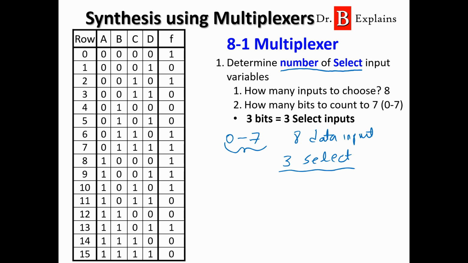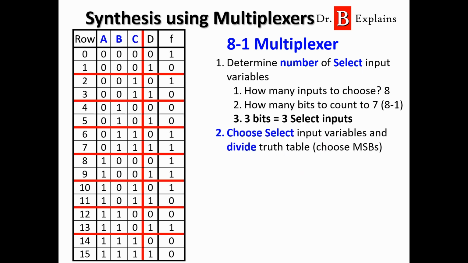I'm going to be selecting 3 variables, and I'm going to be dividing into 8 pieces also. So how do I do that? Like that. I'm selecting the 3 most significant bits, A, B, and C. That's going to be my select. And then I do a vertical line on that.